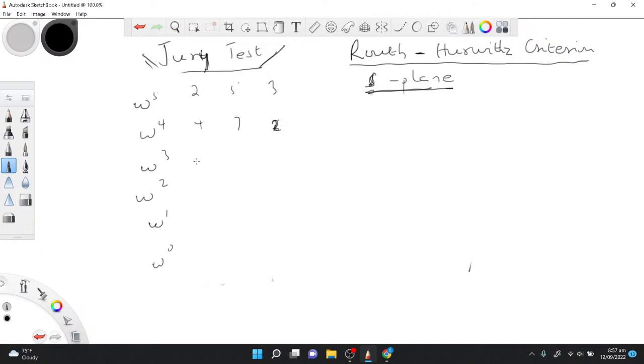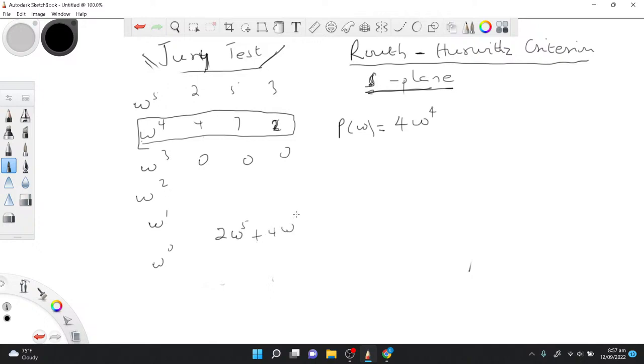And this is not right, but assuming we get here a row of 0, 0, 0. What you're going to do is take a step back. So you go to the row above and get a polynomial from there, a polynomial P of omega, which we express as 4 omega to the power 4. The same way, you know that the expression is 2 omega to the 5 plus 4 omega to the 4 plus 5 omega cubed plus 7 omega squared plus 3 omega plus 2 equals 0. This is our expression.